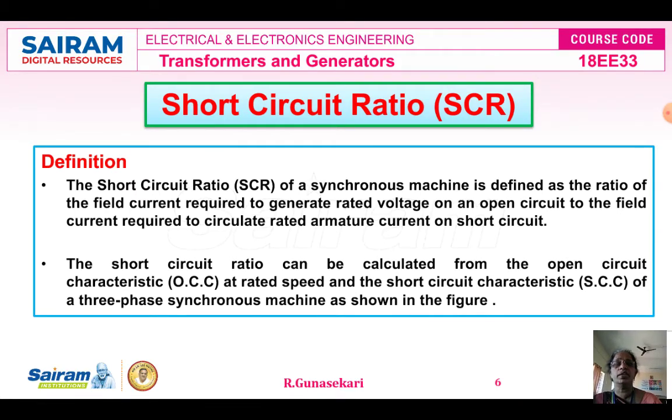First, we studied about the definition of short circuit ratio. The short circuit ratio, which is denoted by SCR, of the synchronous machine is defined as the ratio of the field current required to generate the rated voltage on open circuit to the field current required to circulate rated armature current under short circuit test. The short circuit ratio is calculated from the open circuit characteristics at the rated speed and the short circuit characteristics of the three-phase synchronous generator, which is shown in the figure.